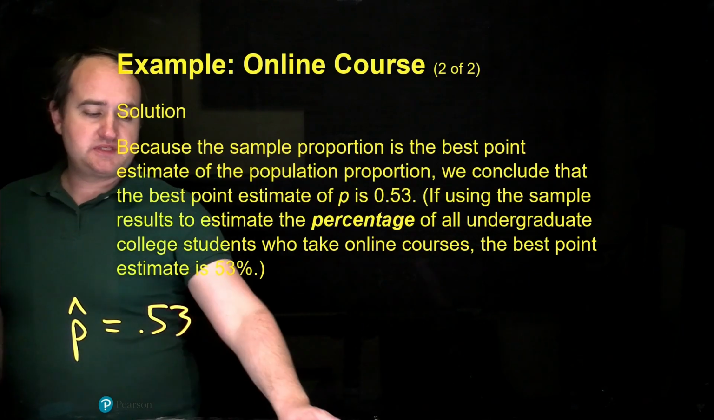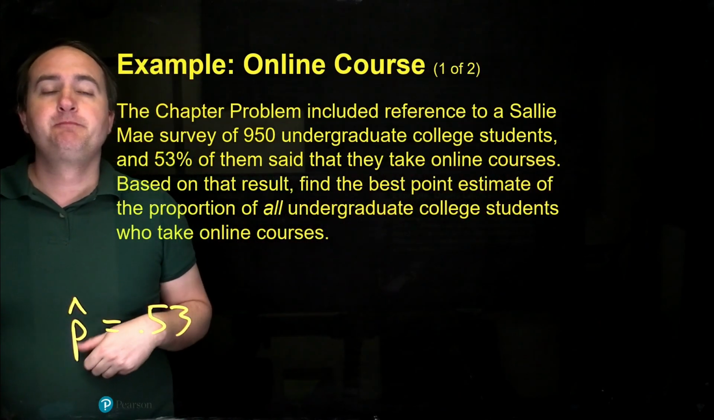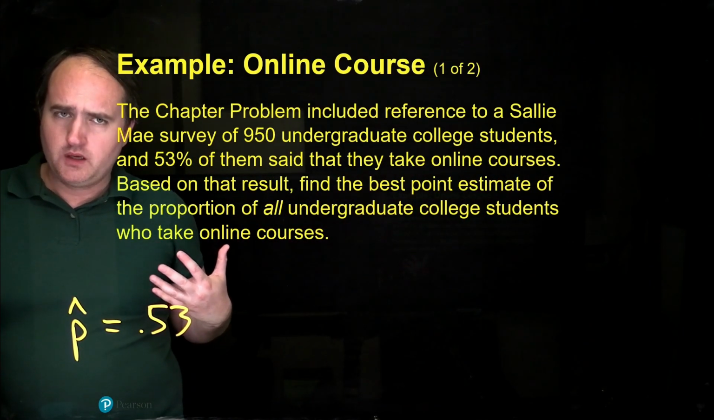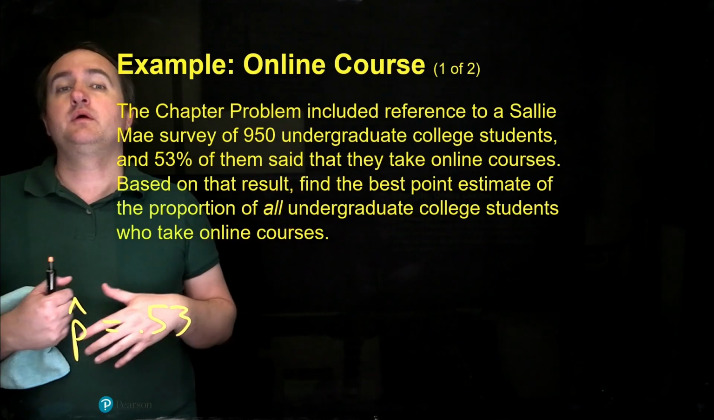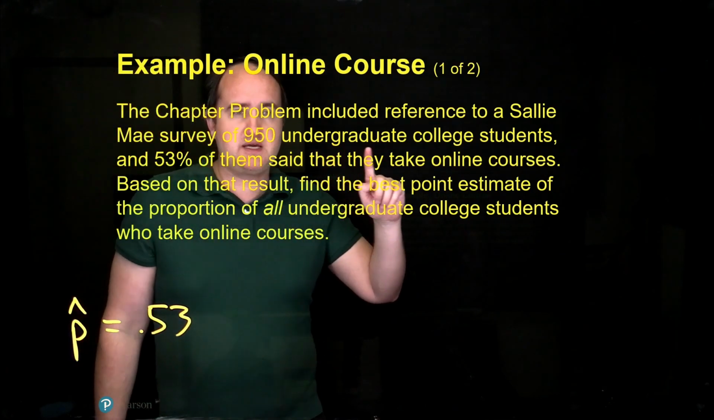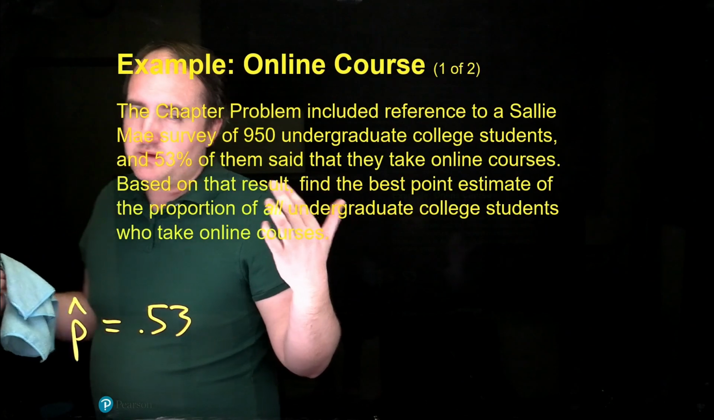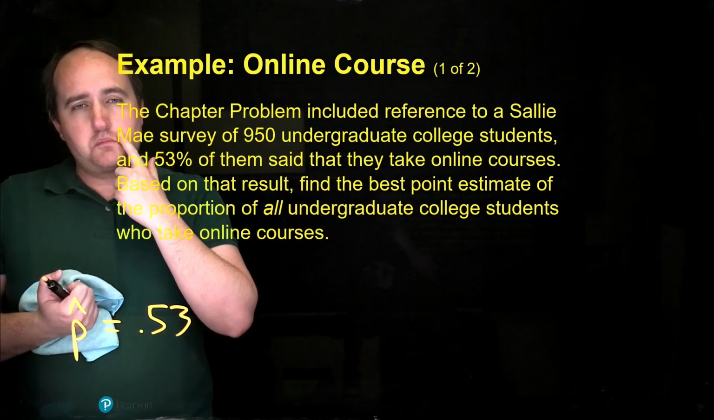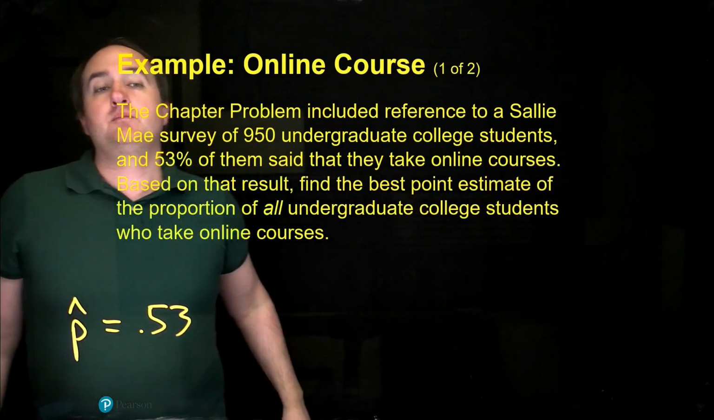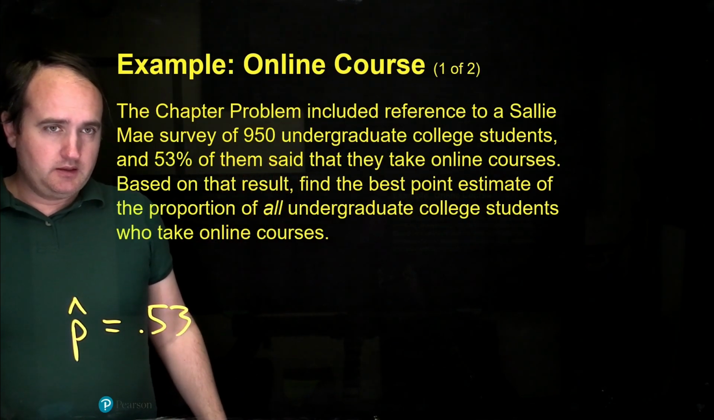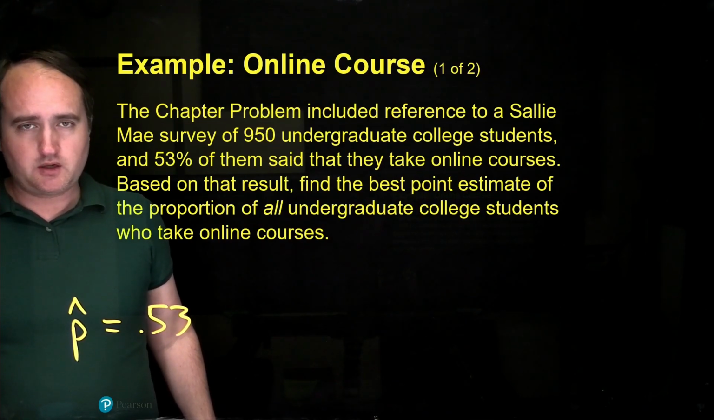By the way, the sample here would be the 950 undergraduate college students in the study. But what do you think the population would be? Well, the population would have to be all individuals that are of interest. So I would take that to mean all undergraduate college students, potentially in the entire United States, or if they gave us more details, it might be more restricted than that. But I'm going to say the population is going to be a heck of a lot larger than 950. There are hundreds of thousands or even millions of undergraduate college students.